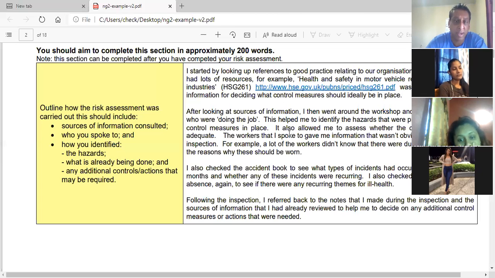So here you're going to find a couple of methodologies. You're going to find an inspection. If you read through this, and we did this last week, you'll see talking, like interviews, and you may even look at company documents and things like the accident book, etc.